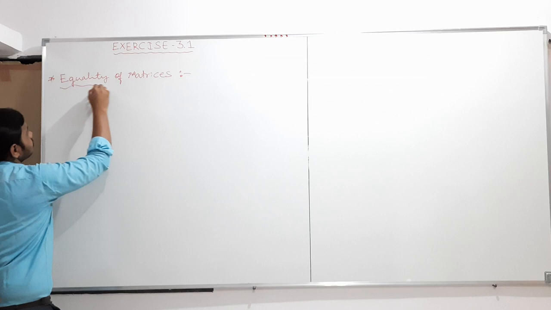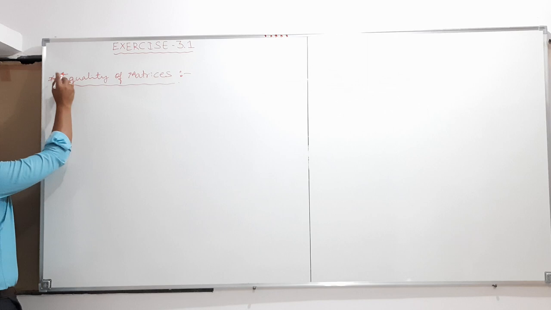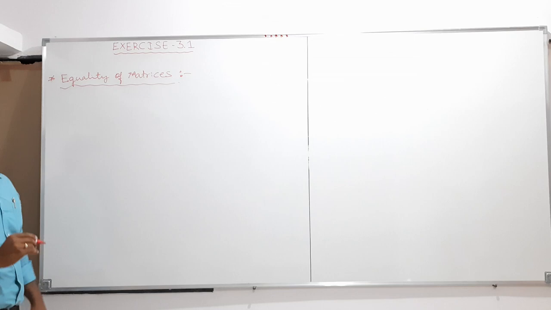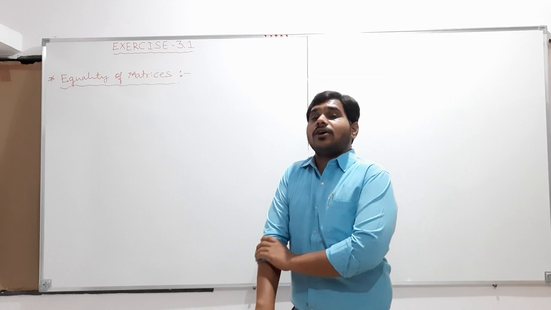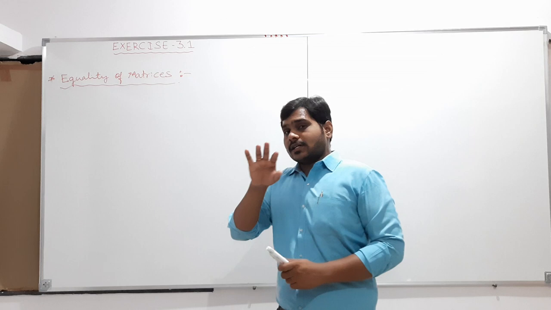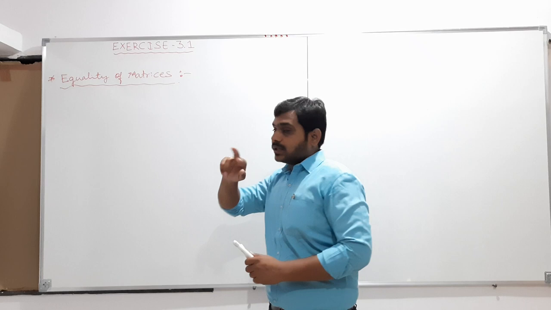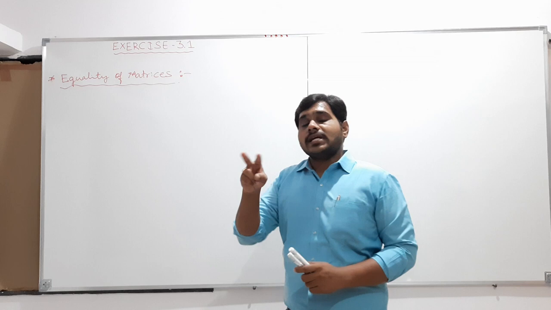Equality of matrices. In the earlier classes we know about equal. Generally when we talk about equal, what does it mean? Equal means two things should look the same. In that case we can say that two things are equal, or two numbers are equal, or two cars are equal if they look the same.